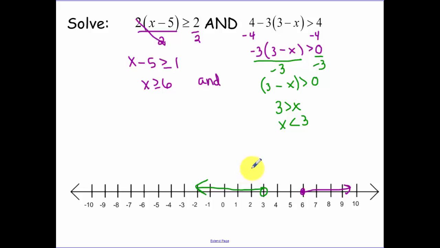What solutions make both of those true? X is greater than 6 and x is less than 3. Well, there's nothing that I shaded twice. With an and, you pick the points or the inequalities that you've shaded twice. So this would be no solution.